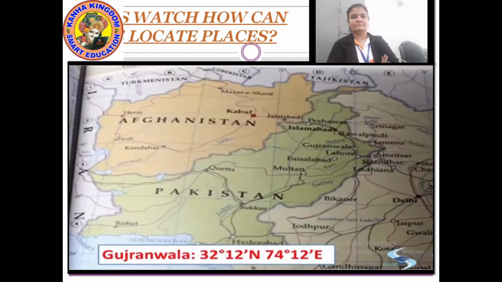Taking a zoomed-in look at this map, first let us locate 32 degrees north. See where this arrow points. And now let us locate 74 degrees east. As I told you earlier, where these two lines meet, you will find your respective location. So let us extend, and here we have Gujranwala at 32 degrees 12 minutes north and 74 degrees 12 minutes east. That's how easy it is to locate any place on the Earth.